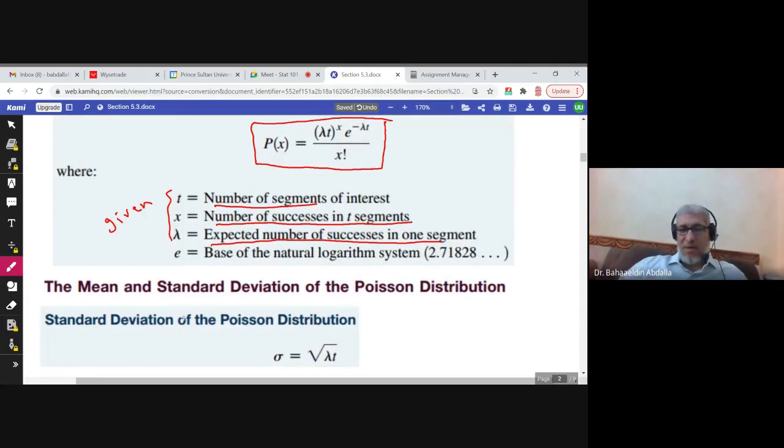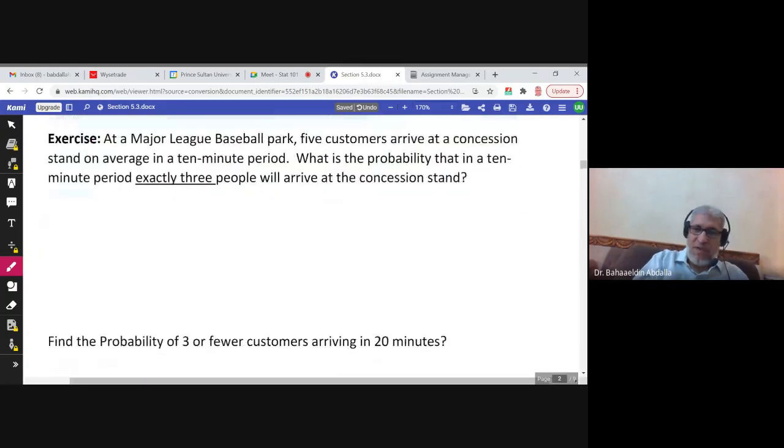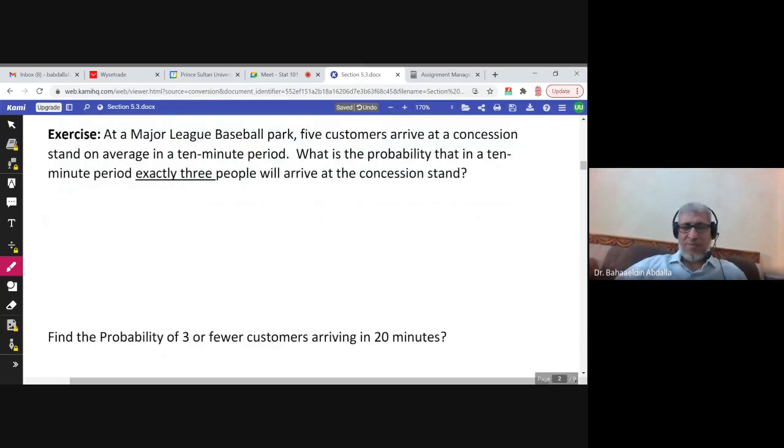What is the mean of a Poisson distribution? We said that the mean is lambda times T. The square root of the mean is the standard deviation. If you square the standard deviation, you get the variance. So this means that the variance and the mean are equal for the Poisson distribution. So the mean is lambda T, the variance is lambda T, and the standard deviation is square root of lambda T. And let us solve some exercises.